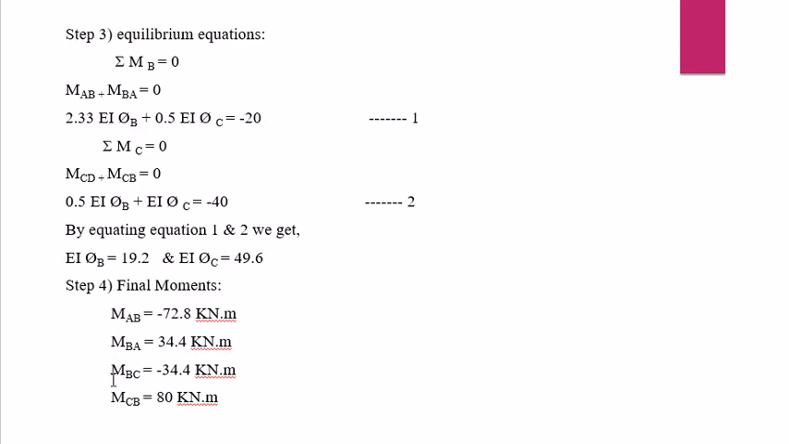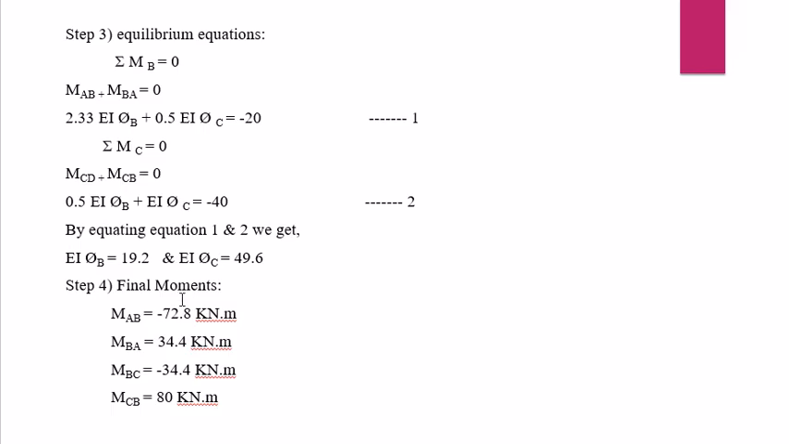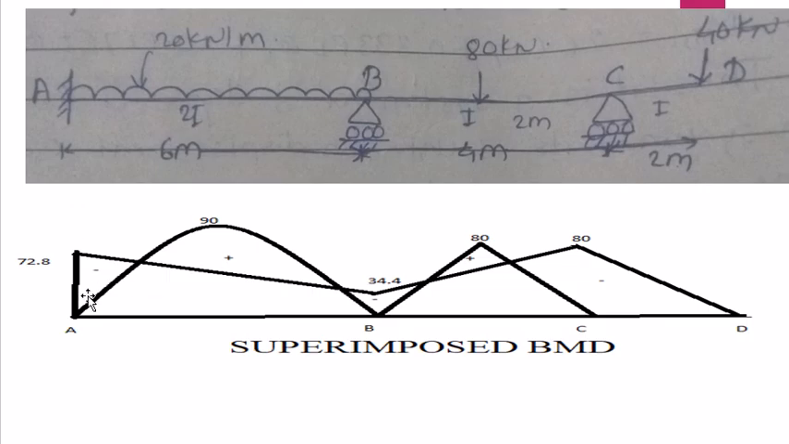This is our fourth step. With the help of these final moments, we have to draw the bending moment diagram. This is a superimposed bending moment diagram. Here ABCD is the baseline, which we have to consider according to this loaded beam. Then here 72 is the fixed end moment, which was calculated in the previous step. This is minus 78, 34, 80. So these are the magnitudes of the moments.